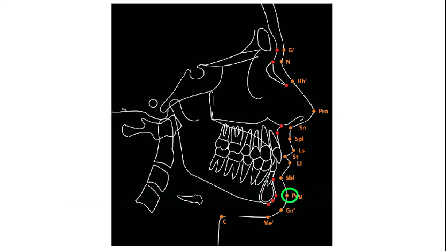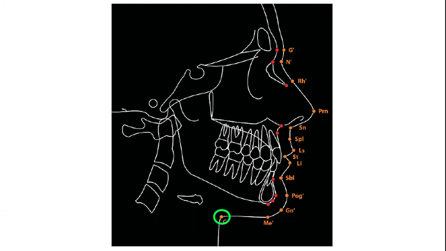Soft tissue gnathion. It is the most anterior inferior point on the soft tissue chin contour in the mid-sagittal plane. It may be determined by inspection or constructed as the point of intersection of a vertical tangent to soft tissue pogonion and a horizontal tangent to soft tissue menton, extending the bisector through the anterior-inferior curvature of the soft tissue chin pad. Soft tissue menton. This point is the most inferior point of the soft tissue chin in the mid-sagittal plane.